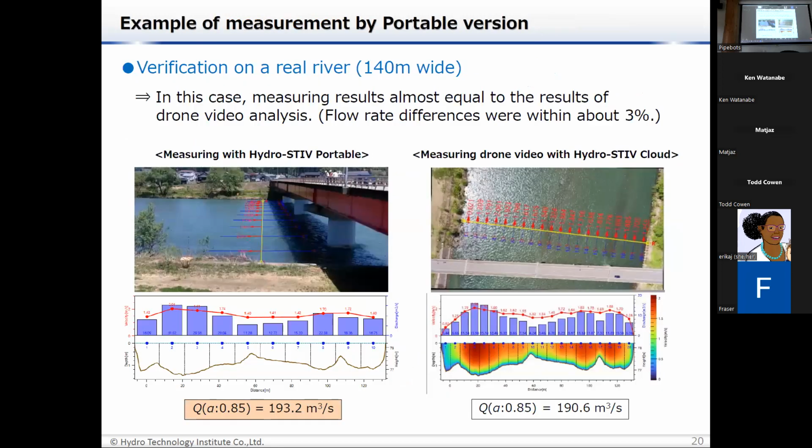Here is an example of accuracy verification on a real river, which is 140 meters wide. In this case, the tablet version of the measurement yielded almost equal results to those obtained from Hydro-STIV cloud analysis of the drone video, with a difference in flow rate of about 3% or less. The portable version is undergoing testing and verification and will be available soon.